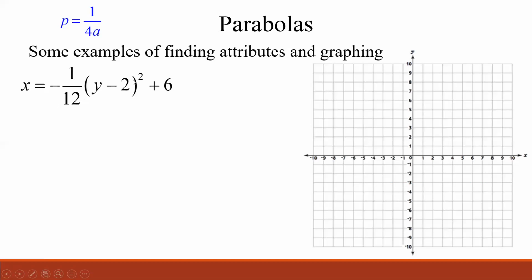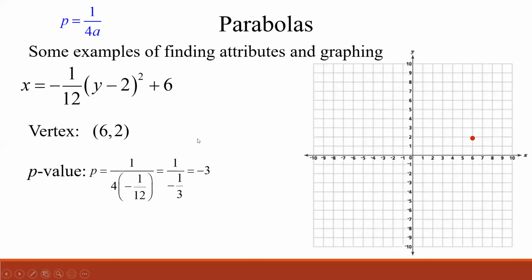Okay, but the main thing with the vertex, again, remember here, this is my h here. So my h is a 6, but my k would be +2 because anything inside gets changed. Okay, so my vertex is going to be at 6, +2, which will be over there. So I'm going to find my p-value, same formula. Again, it's still going to be negative. Plug that in. So 1 over -1/3 would be -3.